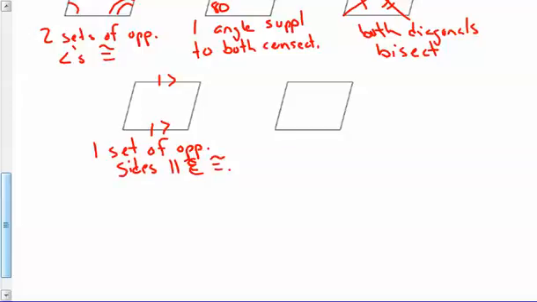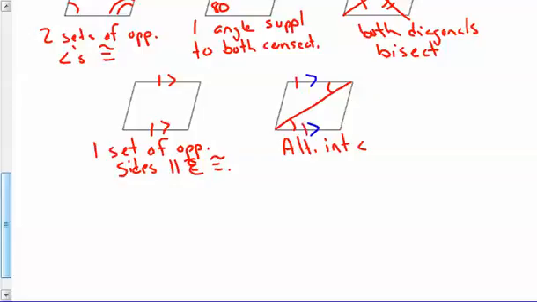And that'd be enough. Well, perhaps it could be a little trickier, and they'll give you alternate interior angles. All right? Let's say there are alternate interior angles that are congruent. And so that's enough to get you a set of parallel sides. And then let's say that I also told you that they were congruent.